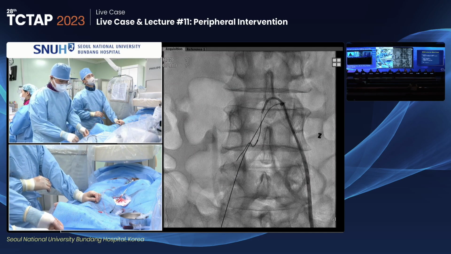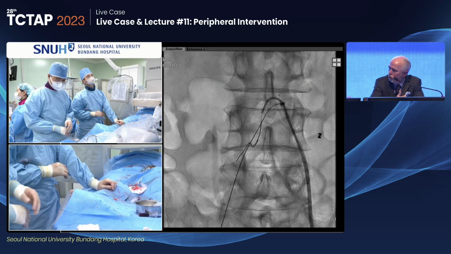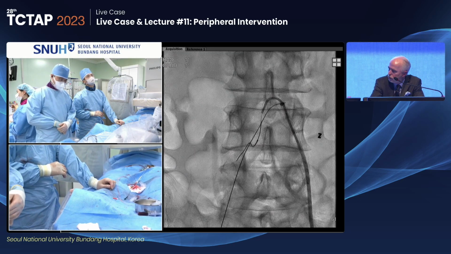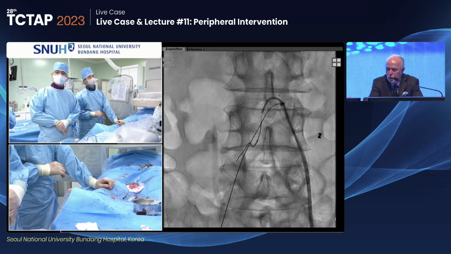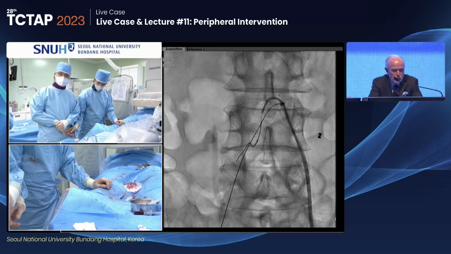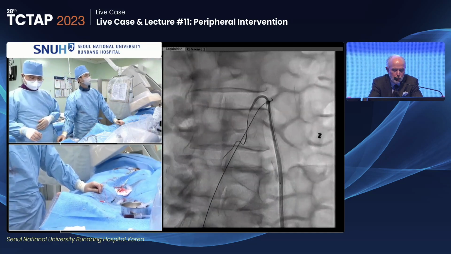The challenge is always when you make a looped wire and push from below, you create a dissection plane that's then difficult to avoid. You keep going into the same plane. So it's nice to avoid a loop wire unless you're really confident in that direction.